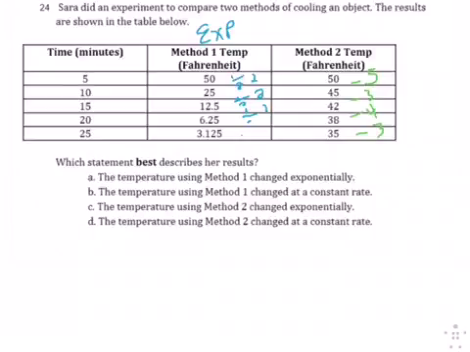So let's look at our answer choices. A, the temperature using method 1 changed exponentially. B, the temperature using method 1 changed at a constant rate. C, the temperature using method 2 changed exponentially. D, the temperature using method 2 changed at a constant rate. So our answer is going to be A, because method 1 changed exponentially, because it's a dividing pattern.